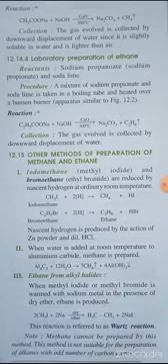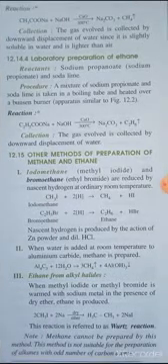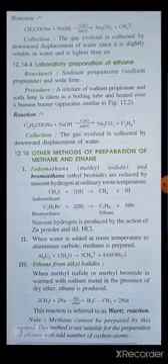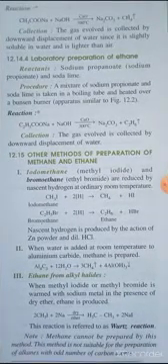So similarly, ethane is also prepared. Nascent hydrogen is produced by the action of zinc powder and dilute hydrochloric acid. So how do we get this nascent or atomic hydrogen? When we react zinc powder with dilute hydrochloric acid, we get nascent or atomic hydrogen. Then other ways are also there. When water is added at room temperature to aluminum carbide, methane is prepared. And ethane is also prepared from alkyl halides. When methyl iodide or methyl bromide is warmed with sodium metal in the presence of dry ether, ethane is produced.